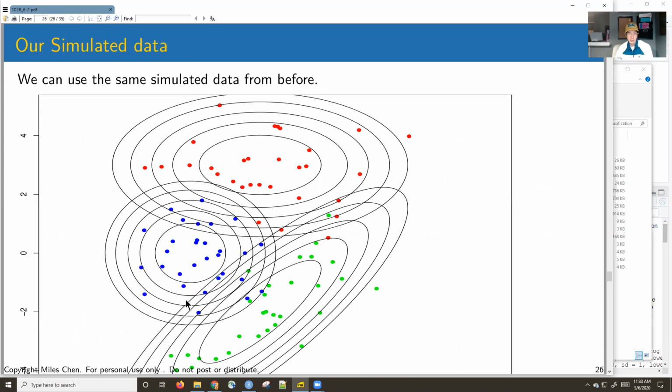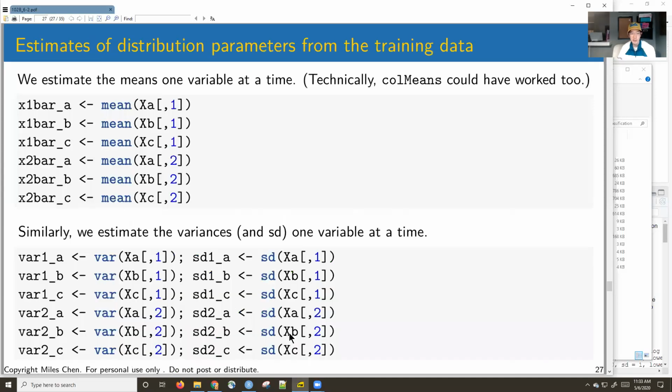All right, so I'm going to use the exact same simulated data as before. These are the distributions that simulated our data. These ones are independent, so the assumption of x1 and x2 being independent is not going to be a problem for the red and the blue class. But it will be an issue for the green class, because the green class exhibits high covariance. And this is how we estimate the parameters now.